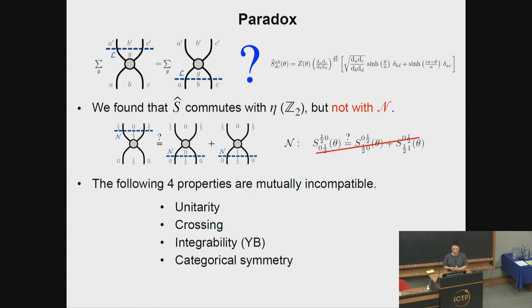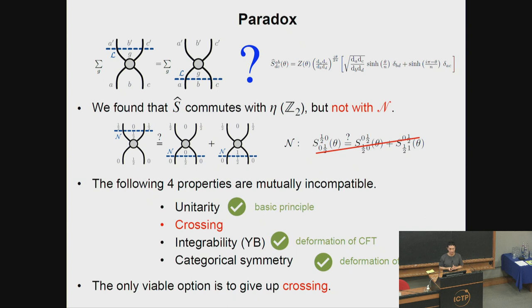It seems like the following four properties are mutually incompatible: unitarity, crossing, and the Yang-Baxter equation, or integrability, which Zamolodchkov used to determine this S matrix. If you combine those three properties with the categorical symmetry that I just talked about, it seems something is going wrong. So we need to give up at least one of the four properties. Which one should we give up? Of course, we don't want to give up unitarity, because unitarity is a fundamental property of the theory, which basically means that probability is conserved. What about integrability and categorical symmetry? These are also rather well established, because you can really check near the conformal field theory point, in which you know a lot about this theory. So now it seems like the only available option is to give up the crossing symmetry.